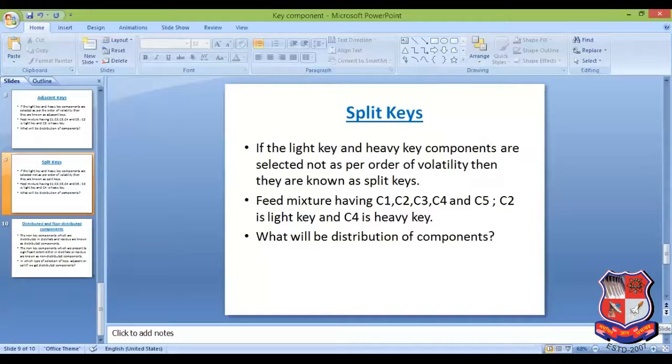How is it so? Now let's consider the same example, a feed mixture having C1, C2, C3, C4 and C5. Over here we choose C2 as my light key, but C4 will be my heavy key component, right? So now the C2 and C4 are not as per their order of volatility. There is another component C3 in between C2 and C4. That's why these keys are known as split key.